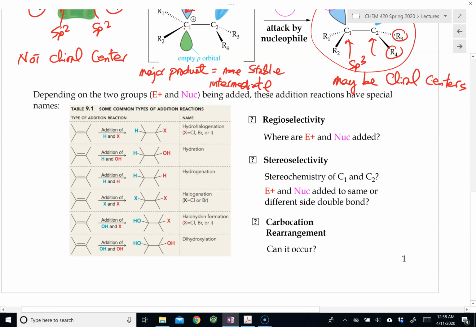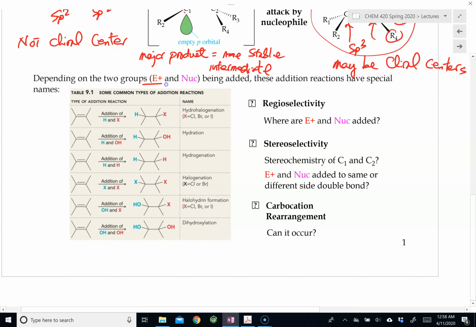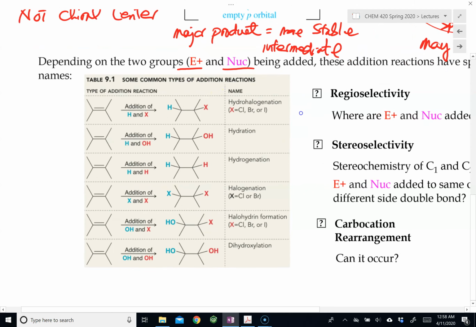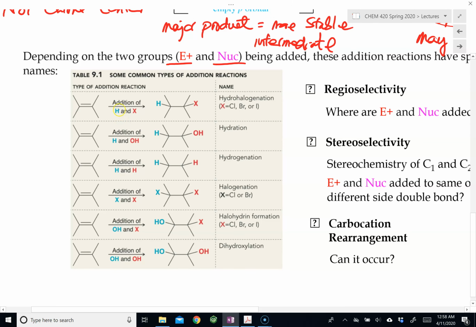And there's a variety of different addition reactions of alkenes, depending on the two groups. We can call one group the E, for electrophile, and the other one the nuc, because the other group is behaving as a nucleophile. Depending on what the electrophile and the nucleophile are, they're being added to the alkene double bond, and these reactions have different names as follows. If we have a hydrogen and a halogen being added to the carbon-carbon double bond in the alkene, this is referred to as a hydrohalogenation reaction.